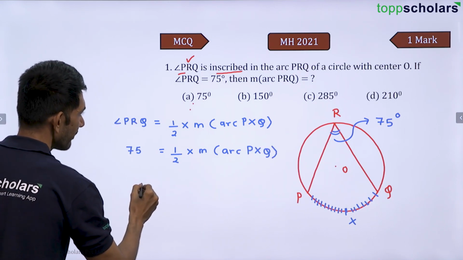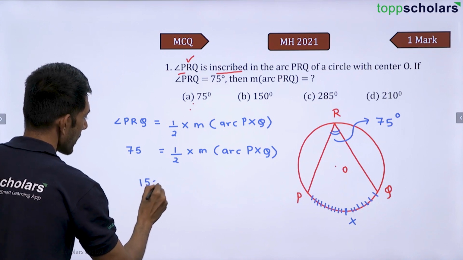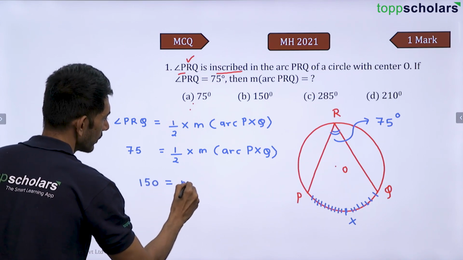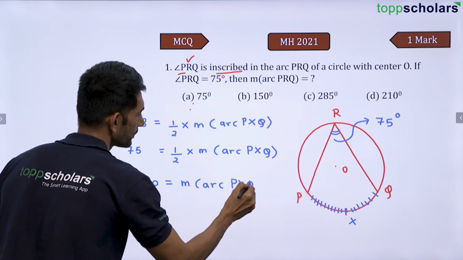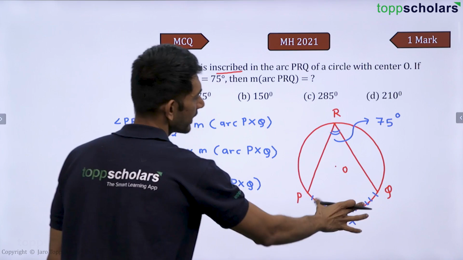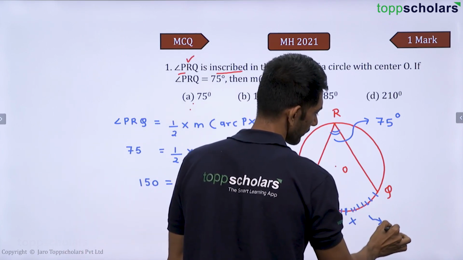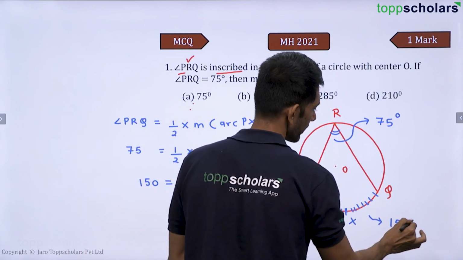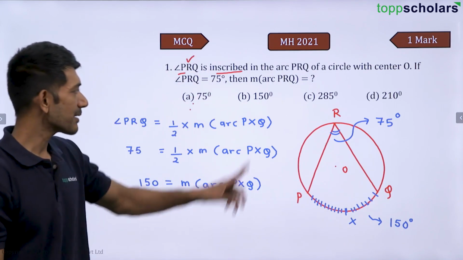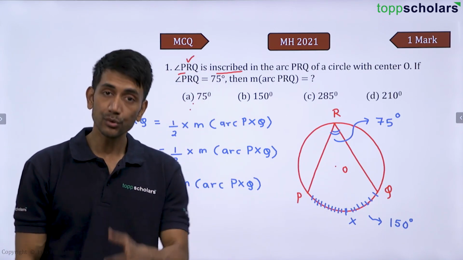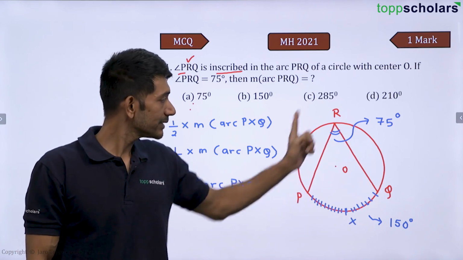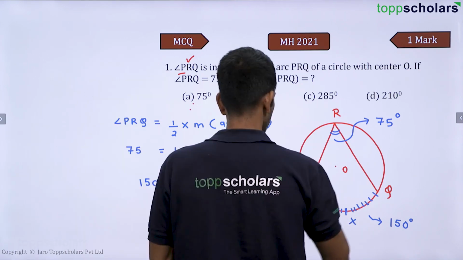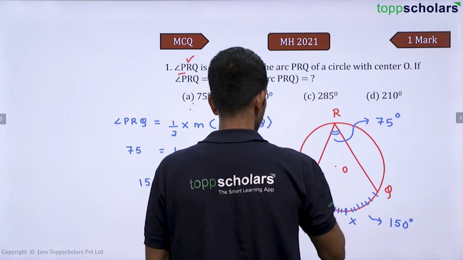So 2 goes here. 2 into 75 is 150. So 150 is equal to the measure of arc PXQ. So this arc PXQ is 150 degrees. But don't make a mistake. Many of the children will write down 150 degrees. No, 150 is the intercepted arc. So what will be the arc over here? It is the remaining arc.